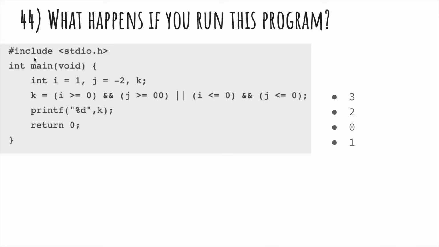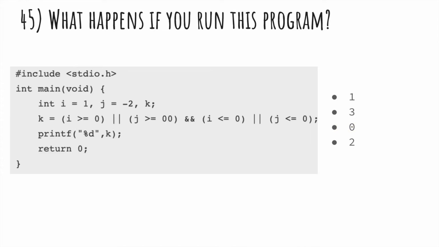How about this question? We have and statements and or statements. So we'll do and statements before or in terms of order of logical expression. i is greater than 0, that's true. j is not greater than 0, so that's false. So true and false is false. Then let's look at the right side. i is less than 0, that's false. So false and true is false, so false or false is false. So k is false, which is also 0, so it's going to output 0.